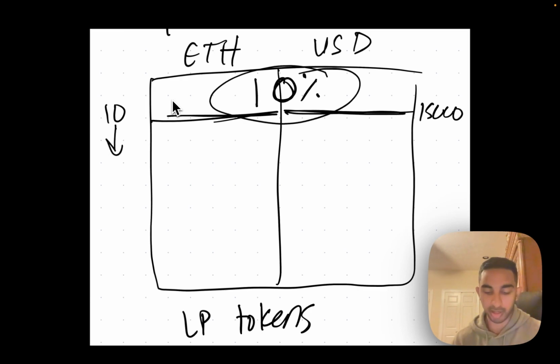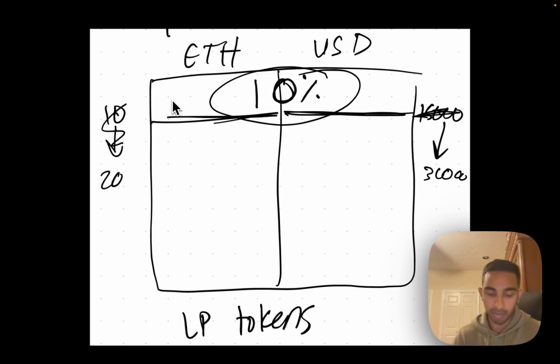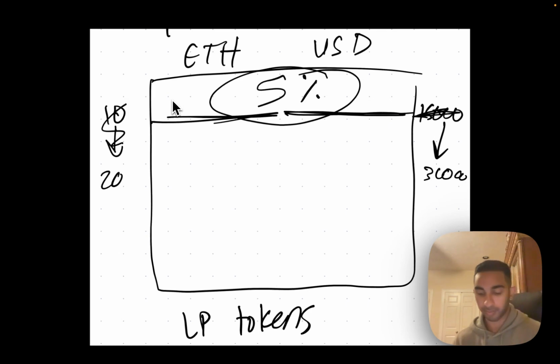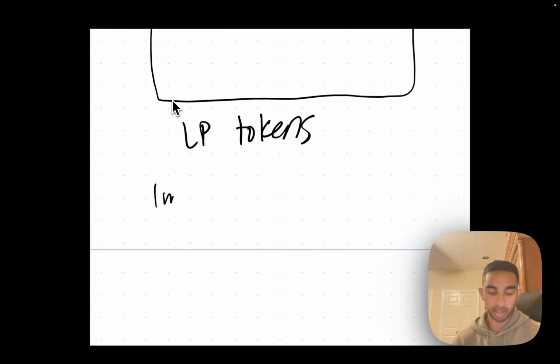So if the ETH price goes down relative to the USD, or the USD price goes down relative to ETH, I still get 10% of both assets when I withdraw. If more liquidity is added, then I get diluted. So if this gets doubled to 30,000 and 20 ETH, then my 10% is going to become 5%. The risk of being a liquidity provider is high slippage trades. If the price of these two assets diverges a lot from the initial value that you put in, which you thought was the fair market value, then you can actually lose money relative to just holding one of the two assets. This is called impermanent loss.